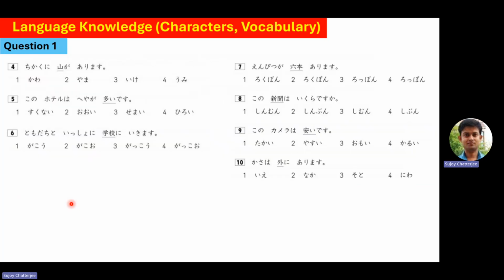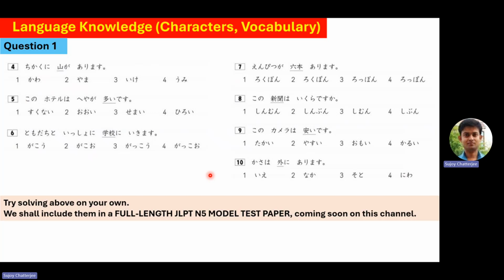So these are the rest of the questions in this section, from 4 to 10. We have discussed the first three, and these are the rest of the 7 questions in this first question category where you have to replace the kanji with the hiragana. So here you can see this is the mountain, which is Yama. So this will be the answer. Likewise for the rest you can take a look and try to answer. We will now move ahead with the second question.